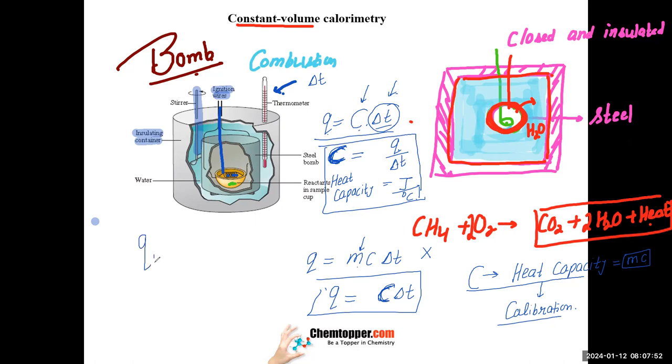This Q is of the water, right? You see, the thermometer is in water. So I can calculate delta H of the reaction as minus Q of the water divided by n. Same equation as we were using in the cup calorimeter. Is it okay, children?